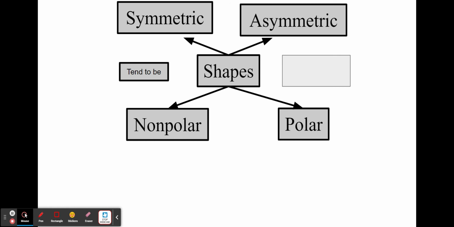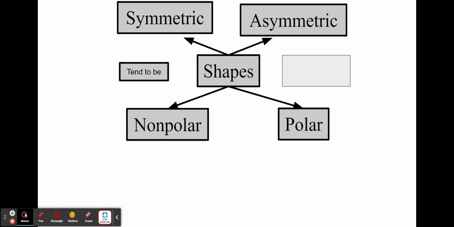Now this is two domains, so this is a linear shape as we just went over. This tends to be nonpolar. If I add another electron domain, like another bond, we'll start with 3 bonds. This would tend to be nonpolar because you can see the symmetry there. This is trigonal planar. All right.